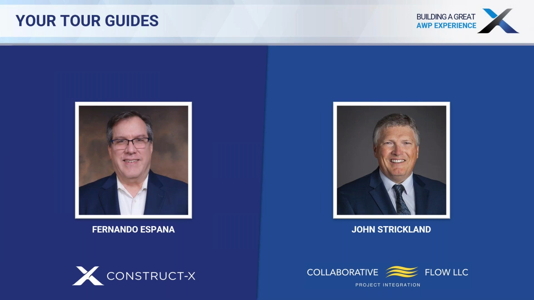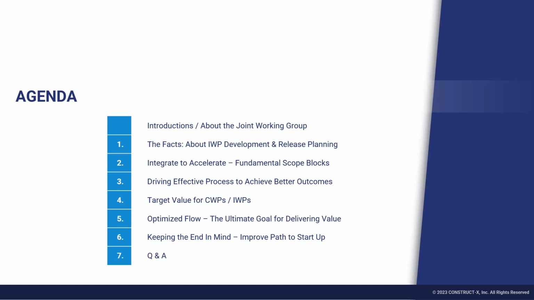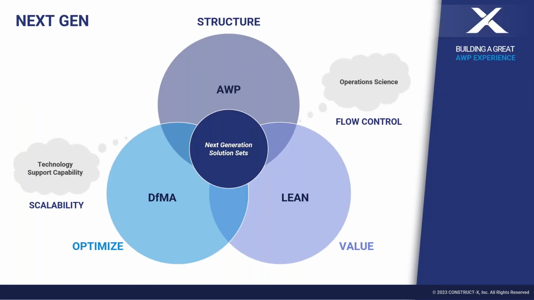So today's webinar, which is called IWP Development and Release Planning, has quite a bit of topic to it. Let's put it that way. It's not going to be this is how you do it. It's going to be how should we be doing it? How should we be doing it right? So we're going to get into the basic facts of what it is, we're going to look at how we accelerate, and we're also going to look at some of the values and opportunities from lean thinking.